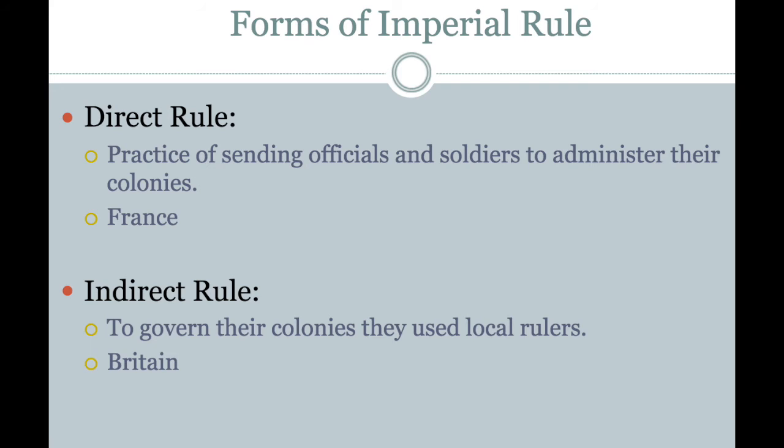And so indirect rule is when they would take a hands-off approach. A third party will rule under the government's control. Direct rule is when they would actually put governmental officials in, supported by an army, and they would rule directly. The government would rule directly, not through a third party.